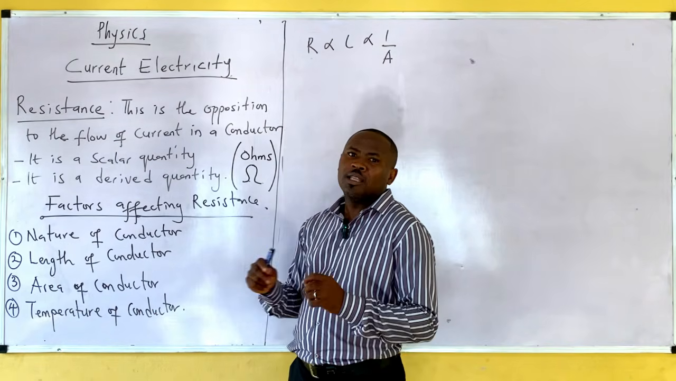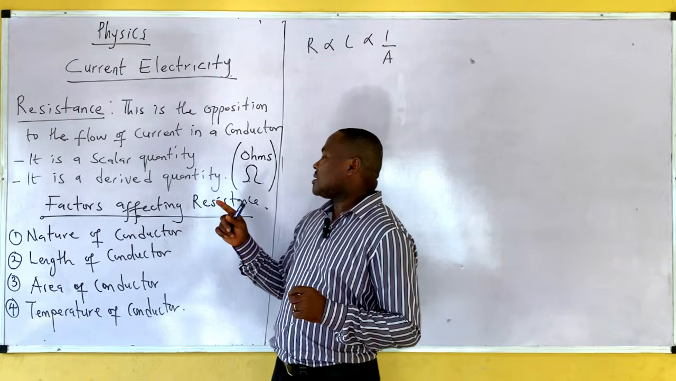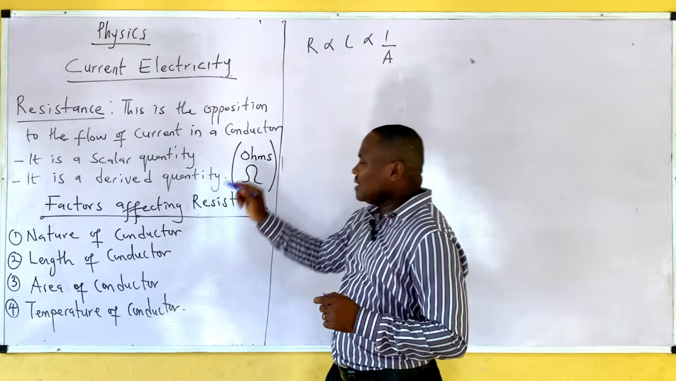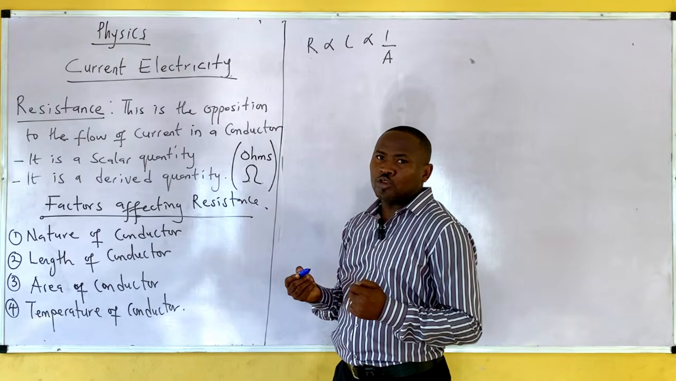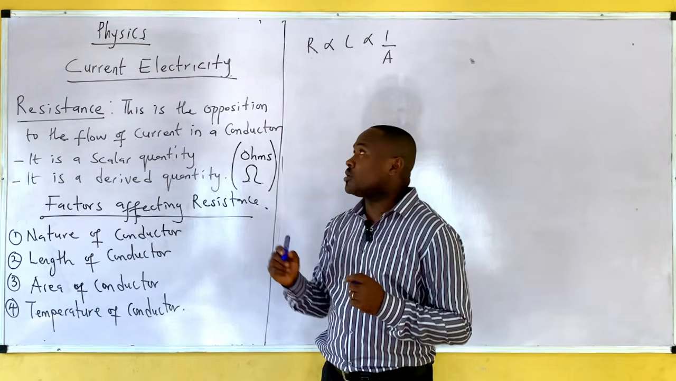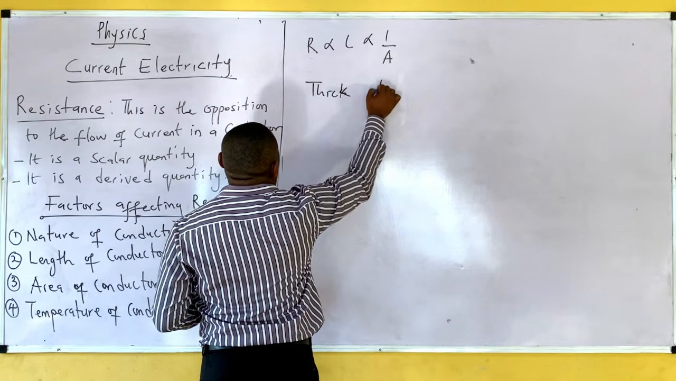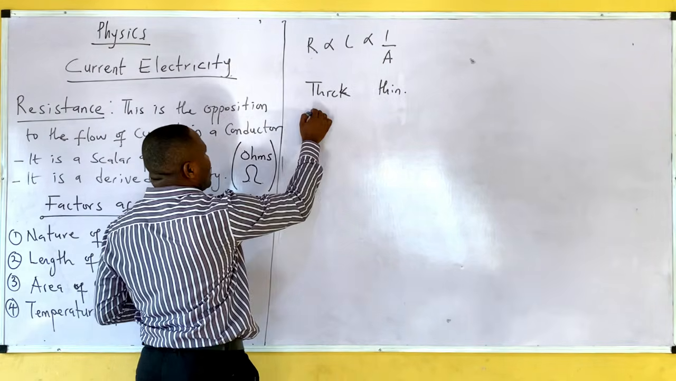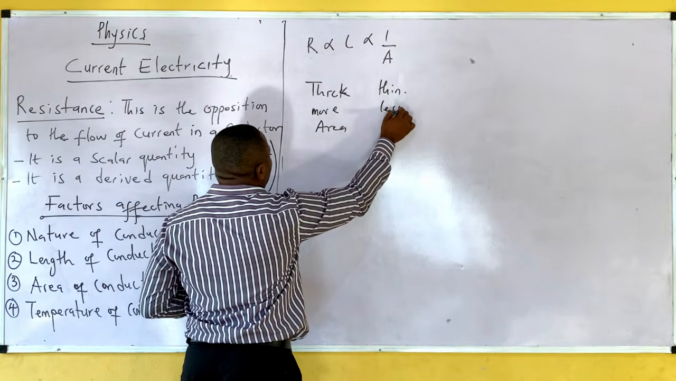What about the length? Now, the longer the wire, the more the resistance. So it means that resistance is directly proportional to the length of the wire. Then area or thickness of the wire or of the conductor. If you have a thick wire and a thin wire, take note of those two words. The thick wire has more area, while the thin wire has less area.